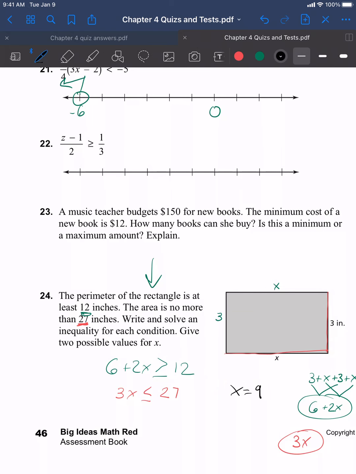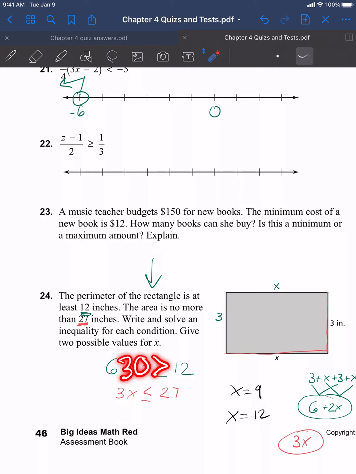12. Want to try it? Yes. What is 12 times 2? 24. What's 24 plus 6? 30. Is 30 greater than or equal to 12? Yes. Good. Now let's start for the bottom. What's 12 times 3? 36. Is 36 less than or equal to 27?